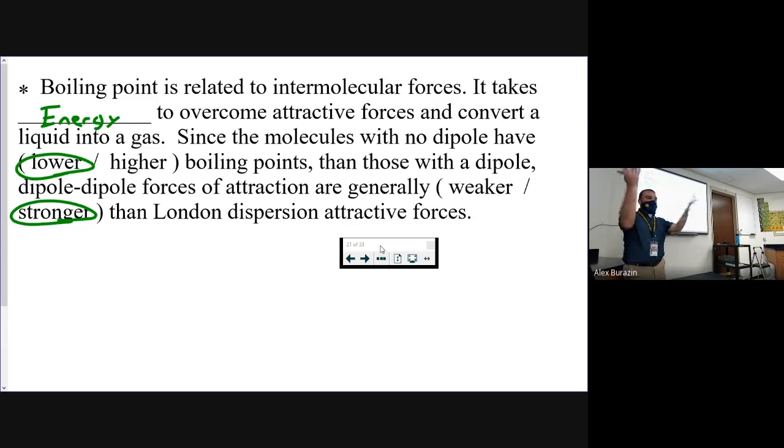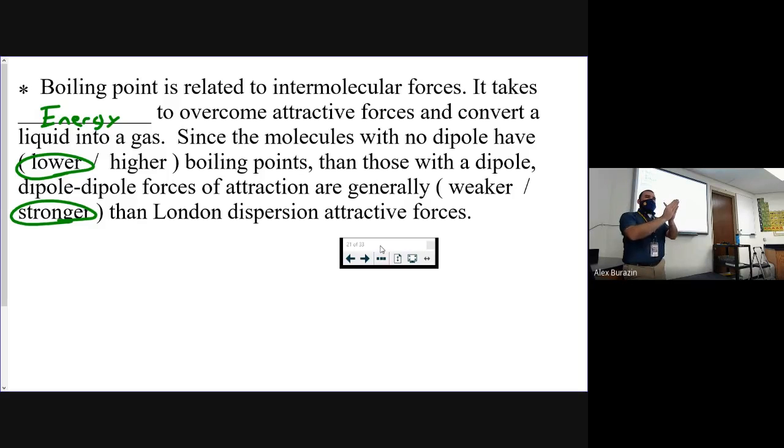Wax has a molar mass of something in the thousands of grams per mole, or more, tens of thousands, hundreds of thousands. So as molar mass goes up, the sum of all of these London dispersion forces can have a huge effect. It's all about scale.